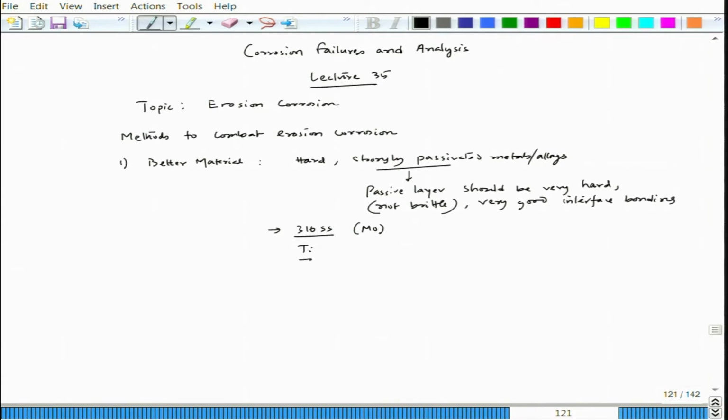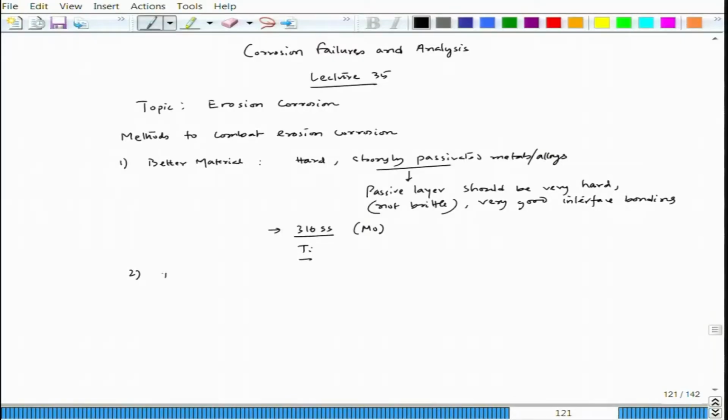But interestingly, in many instances we do not use those costly materials. So, we have to think of using some carbon steel, and there in order to prevent erosion corrosion we have to think of some other means. The other means comes simply by design. So, design plays a big role. Without doing any costly changes in the system or in the material, we can get a very good resistance to erosion corrosion by simply changing the shape or size of components.